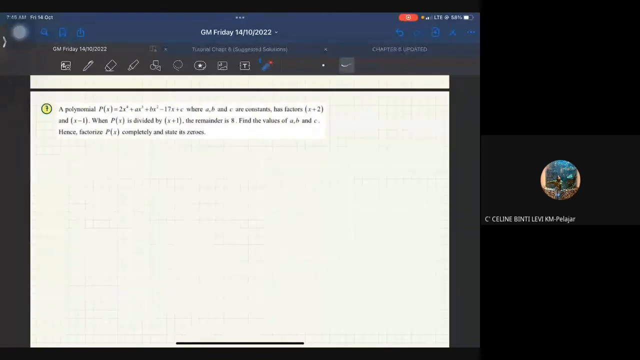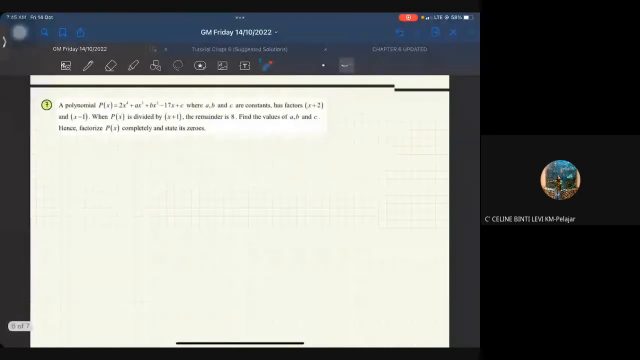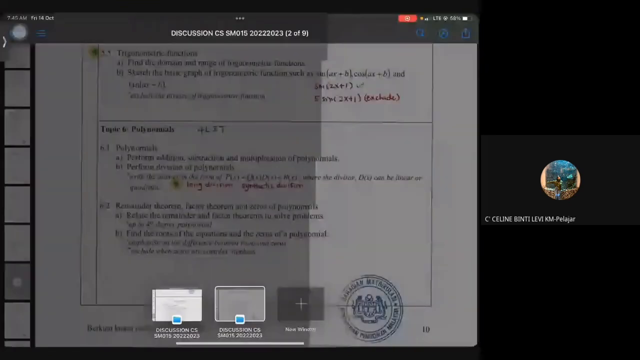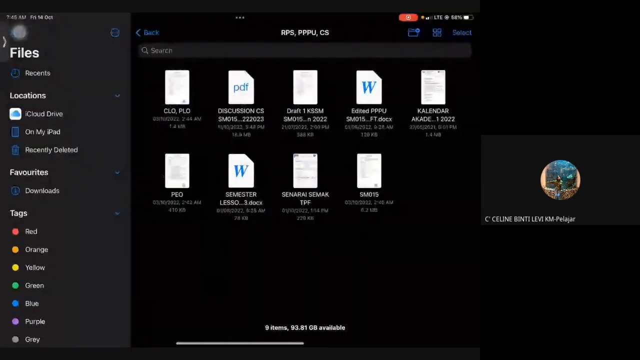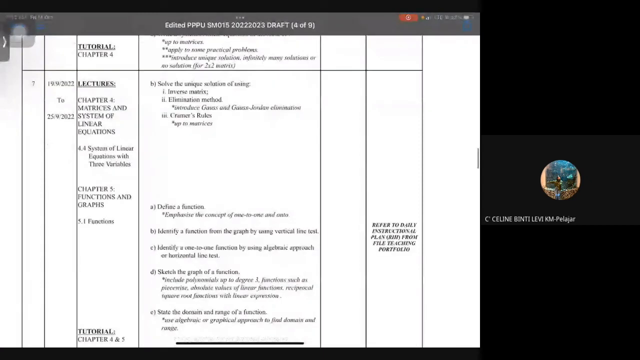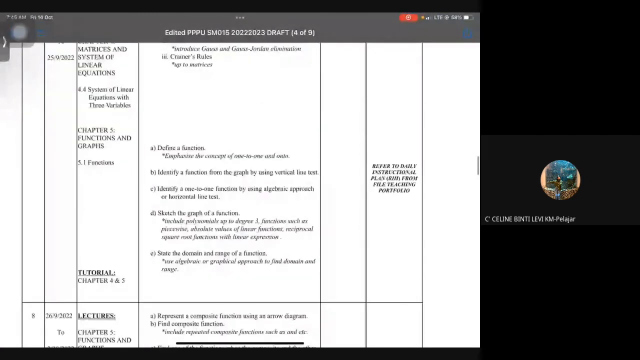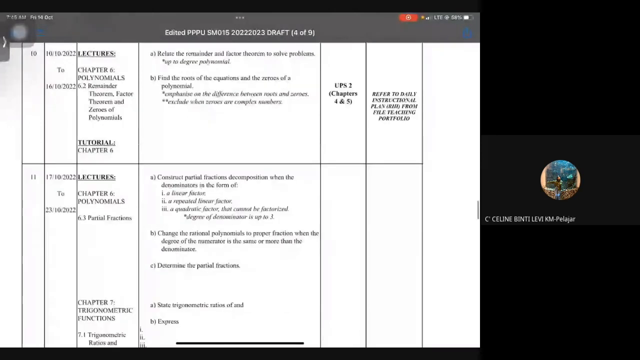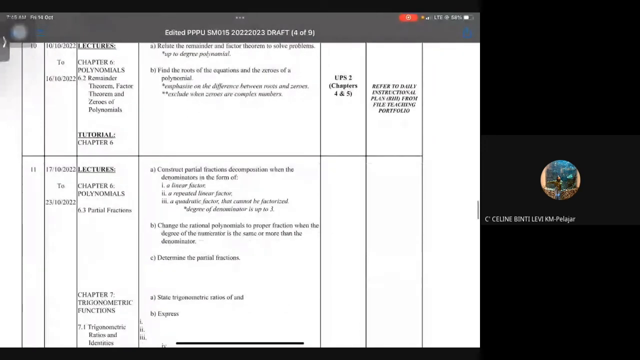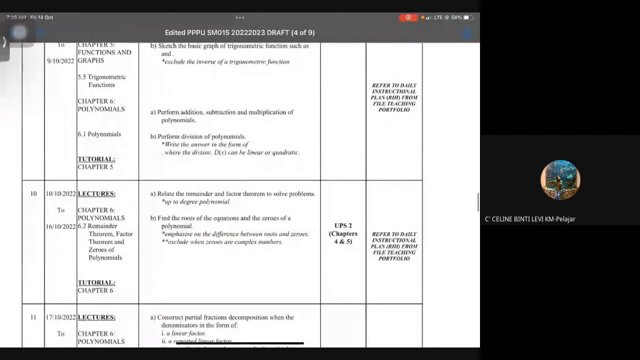Sekejap, saya nak tanya pendapat. Kalau ikutkan kita punya PPPU, wait, let me show it to you. Mana kita punya PPPU? Ta-da, this one. Tak boleh nak conteng lah pula. Sekarang kita kat week berapa eh? Saya dah lost. Week 11 kot. No, it's week 10.